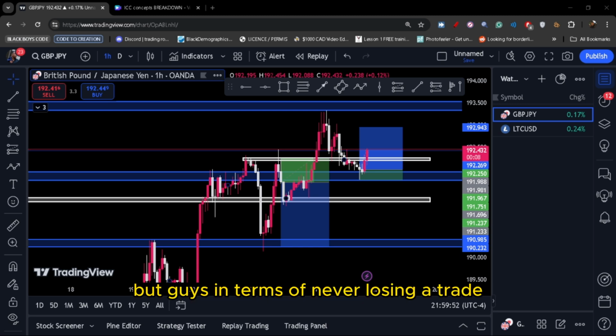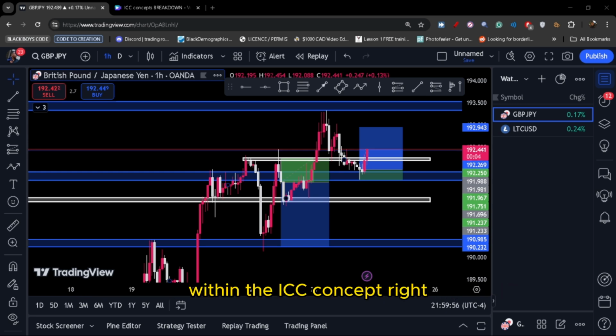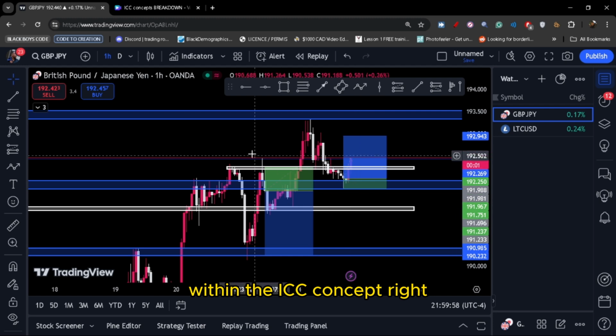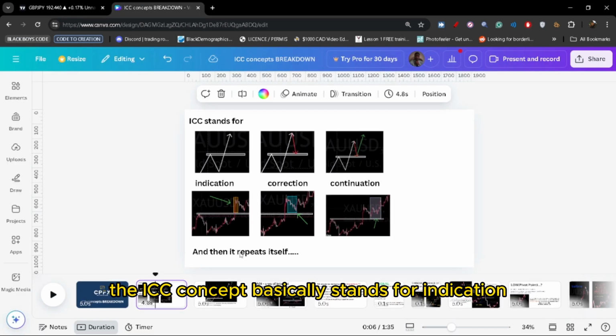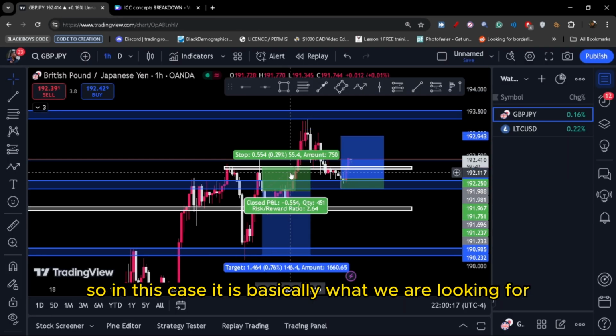But guys, in terms of never losing a trade, it boils down to understanding what phase you are in within the ICC concept, right? Like I told you guys, the ICC concept basically stands for indication, correction, continuation. So essentially, this is how the market moves within this specific concept. It gives an indication on the direction it wants to go, it retraces, and then it continues to move. So in this case, it is basically what we are looking for, right?